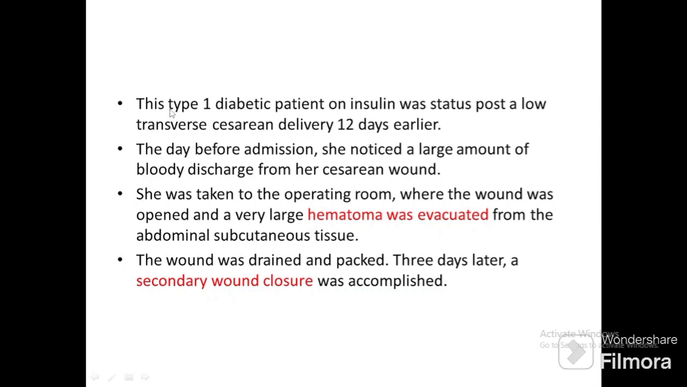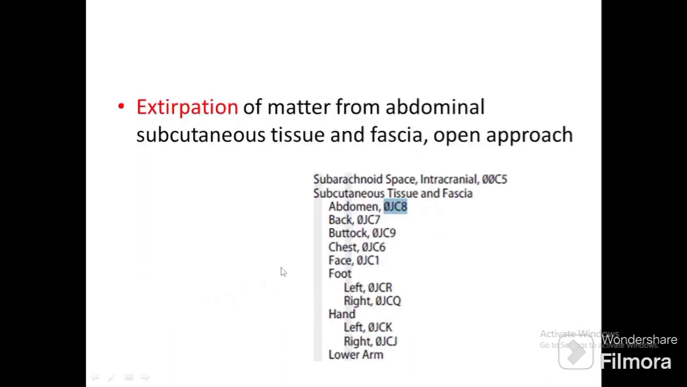So next example, a type 1 diabetic patient on insulin was status post low transverse C-section delivery 12 days earlier. The day before admission, she noticed a large amount of blood discharge from her cesarean wound. So she was taken to the operating room where the wound was opened and a very large hematoma was evacuated from the abdominal subcutaneous tissue. So the wound was drained and packed, and 3 days later, a secondary wound closure was accomplished. So here, hematoma was evacuated and secondary wound closure. So this evacuation of hematoma is coded to the root operation extirpation.